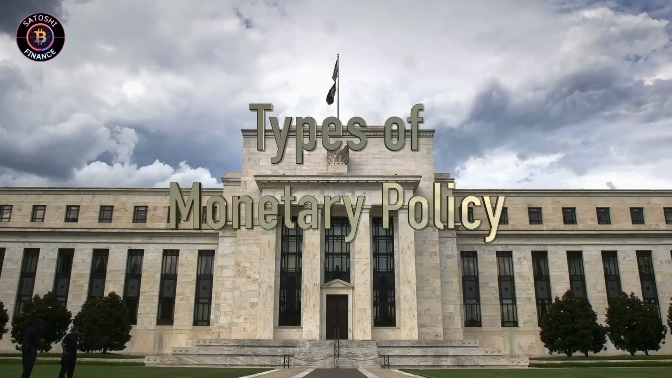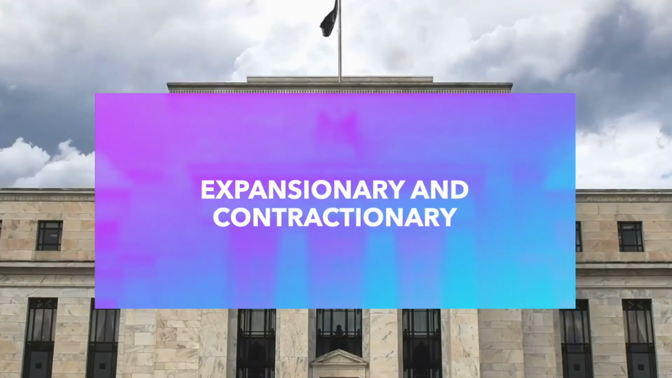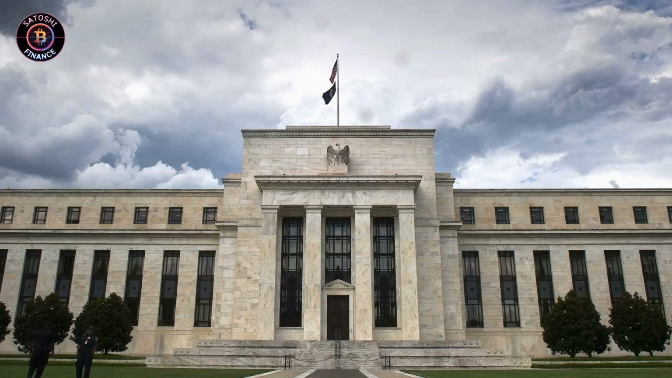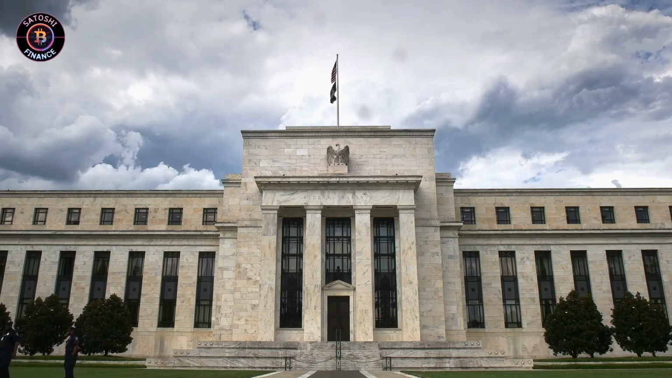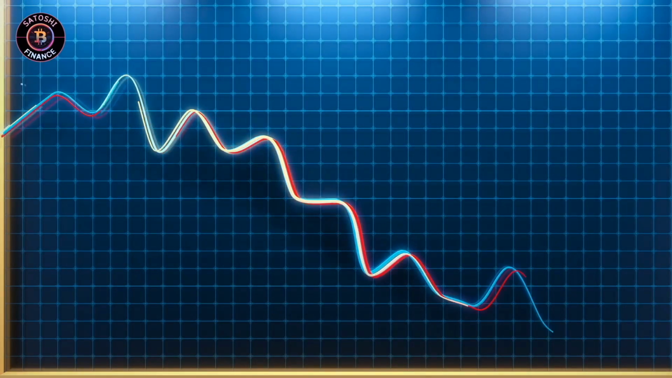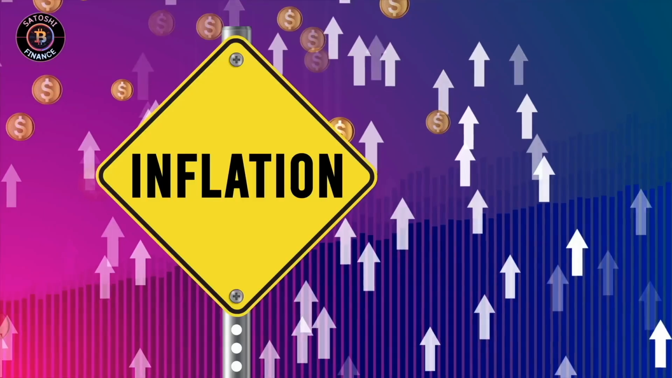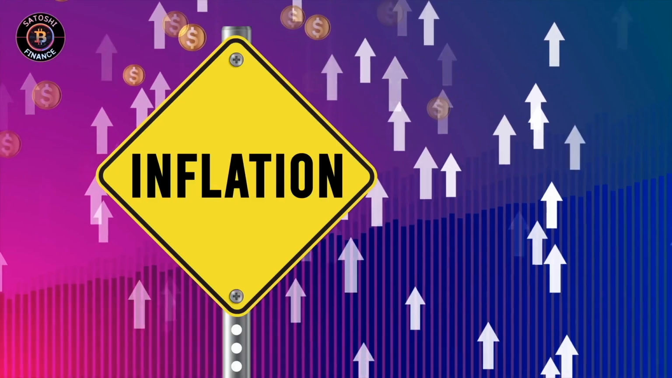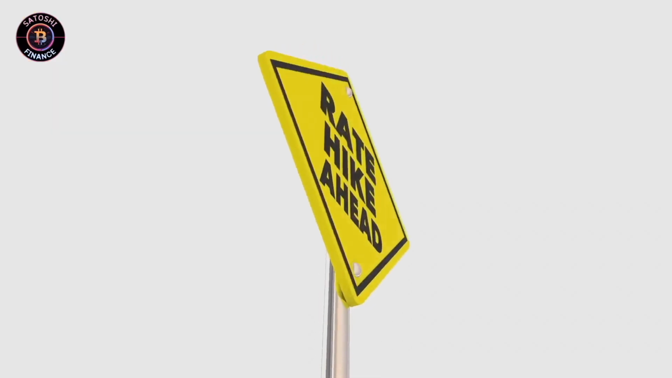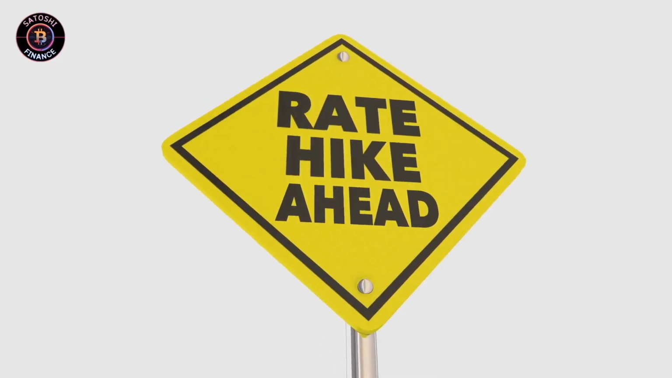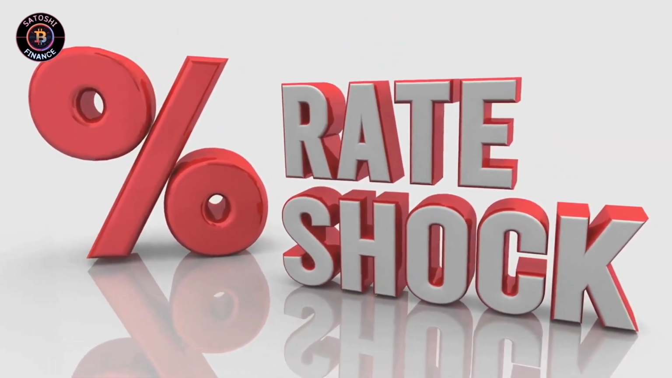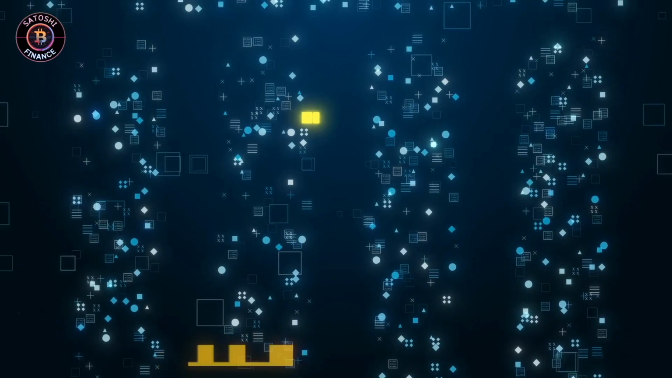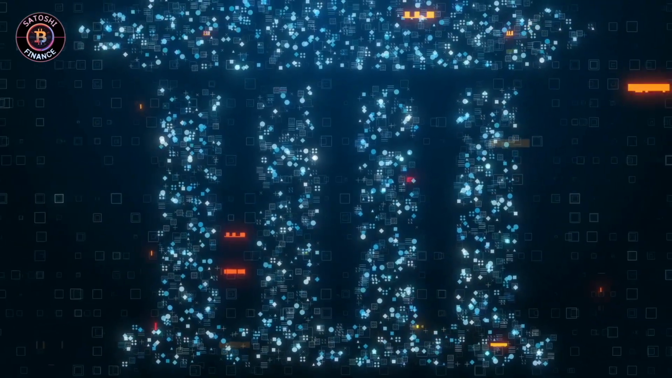There are two primary types of monetary policy: expansionary and contractionary. Expansionary monetary policy is used when a central bank wants to stimulate the economy, usually during periods of slow growth or high unemployment. It involves lowering interest rates and increasing the money supply to encourage borrowing and spending. On the other hand, contractionary monetary policy is employed to combat inflation. By raising interest rates and reducing the money supply, central banks aim to decrease spending and borrowing, which helps prevent the economy from overheating. Both types are essential tools for maintaining balance and ensuring long-term economic health.